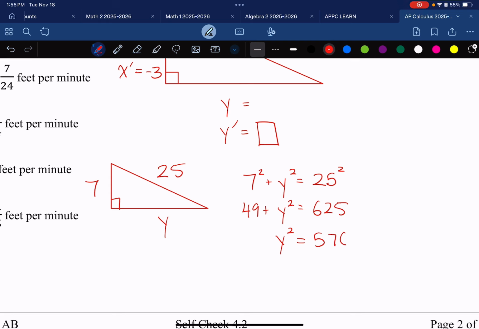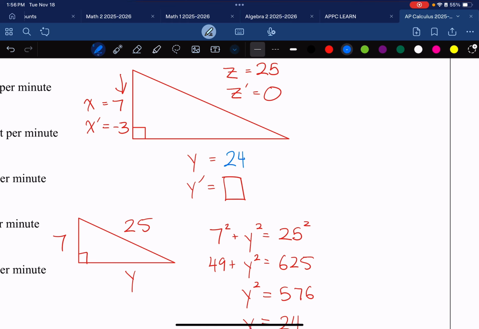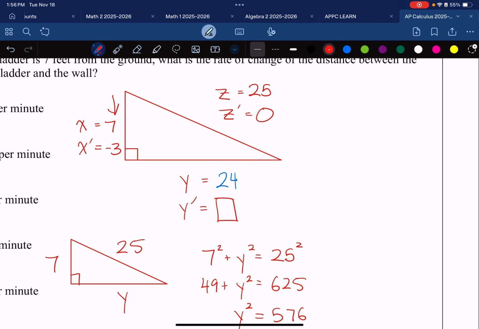576, right? 576, yeah. And then if I take the square root of that, I think that's 24. Correct me if I'm wrong. Plus or minus 24, but it doesn't make sense for it to be minus. So I know y is equal to 24. Let's fill that in up here. Now I have all 5 variables except for the one that I'm trying to solve for. Let's plug this into our formula.